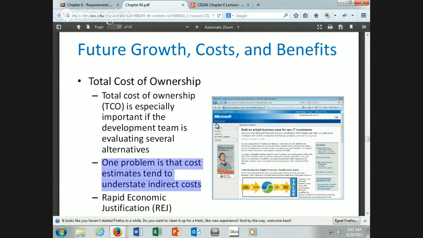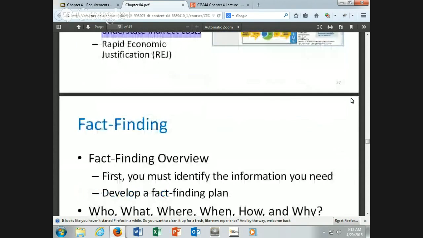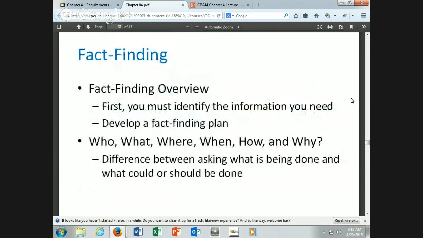Now let's talk about user frustration. Who puts a number on that? I don't know. Management? You know, how long are you going to stay at a job when you can't succeed at a job because you don't have the tools you need to succeed? So fact finding, first you must identify the information you need. Develop a fact finding plan.